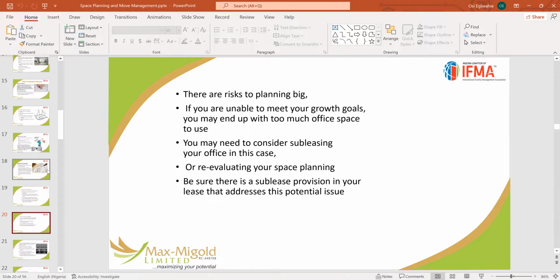There is a risk to planning big or planning for the future. One, if you're unable to meet the growth goals, you may end up with too much office space, which is a risk. Also, you may need to consider subleasing your office. In this case, when instead of people growing, the headcount is going down, you can release the space so that others can attend to it when it's required.